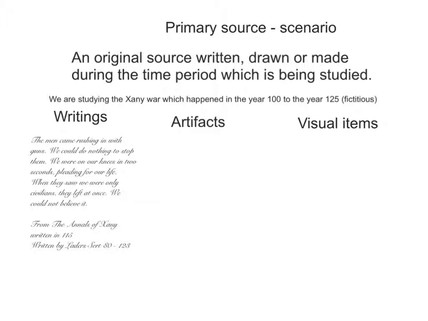We are going to be doing a scenario. We are studying the Zaini War, which happened in the year 100 and ended in the year 125. This is totally fictitious. Now let's have some examples. First, we'll have a primary writing source example.